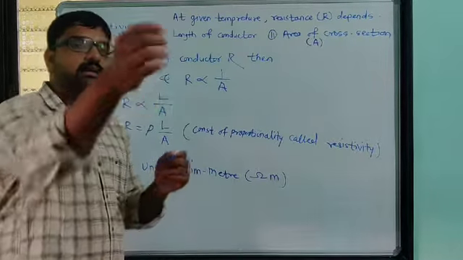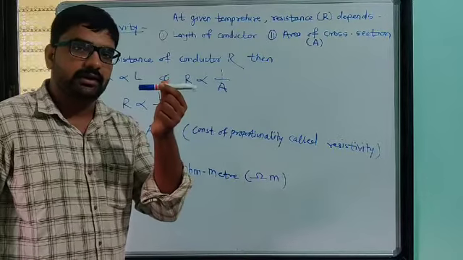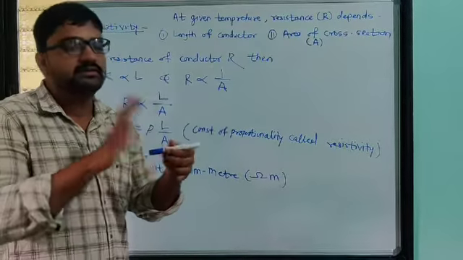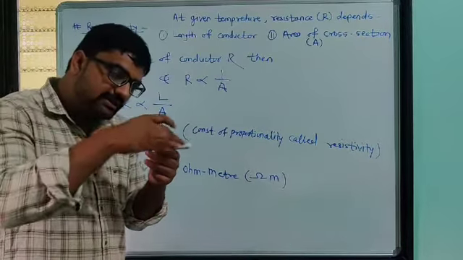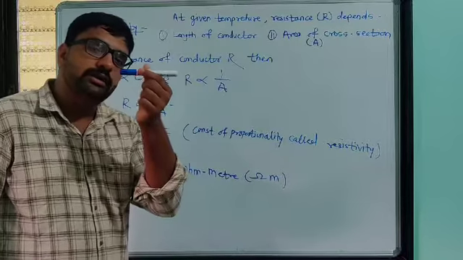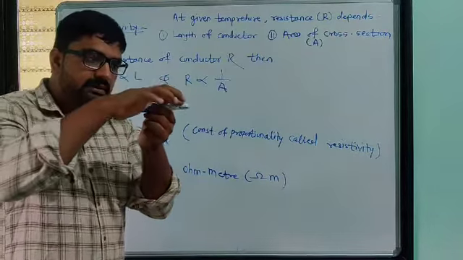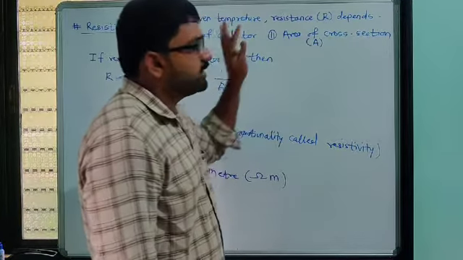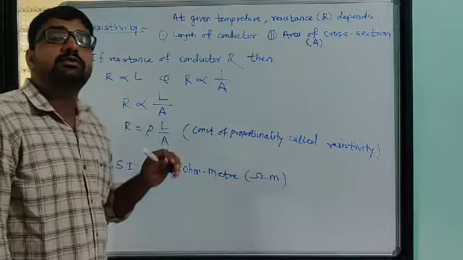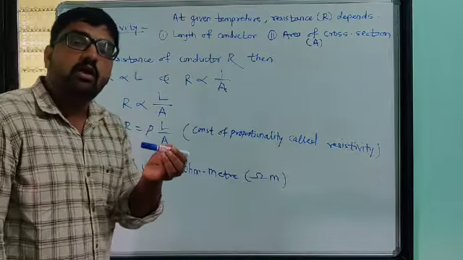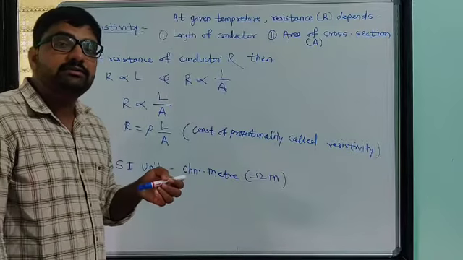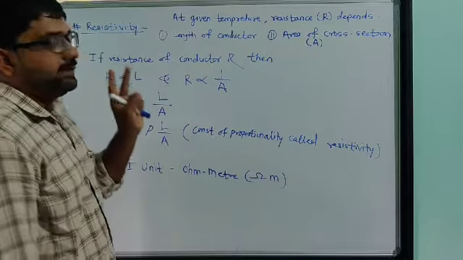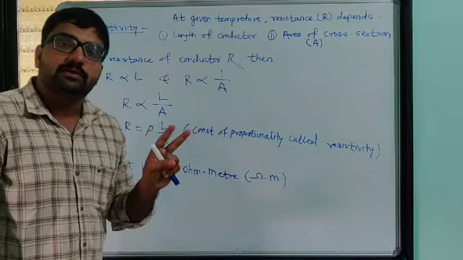Suppose we consider this is a conducting wire, and capital R is the resistance of this wire. Then that resistance R depends on the length of this wire, suppose L is the length of this wire, and second is the area of cross section A. On how much cross section area this wire has, the resistance of that wire depends. So two factors are responsible for the resistance of a material.